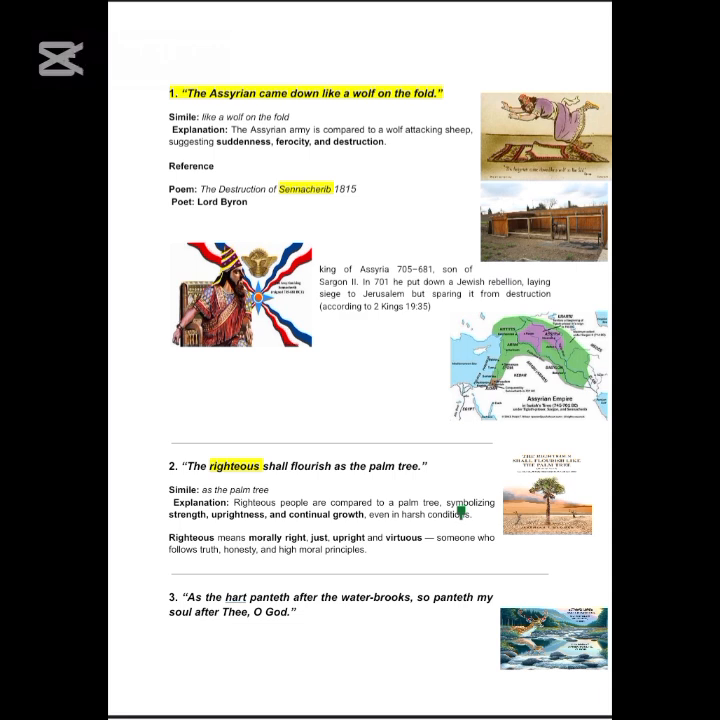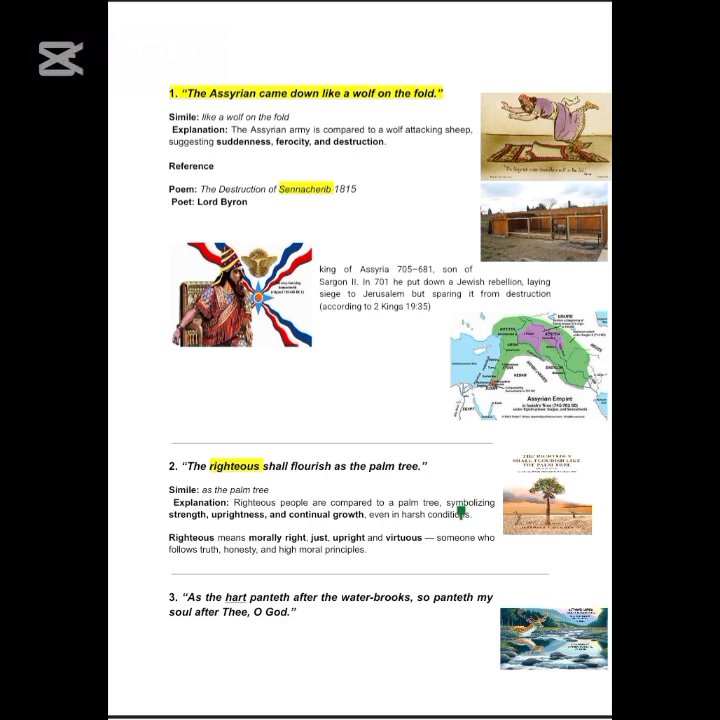Just like a palm tree, if you are a righteous person, it means you are morally right and you are not corrupt, you are upright, you are virtuous. No one can harm you, no one can be a hindrance in the prosperity of your life, and no one can be a barrier in your life. You will flourish just like a palm tree.